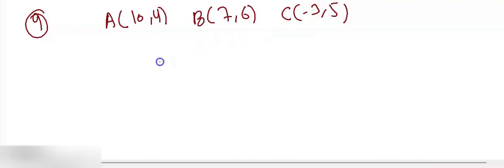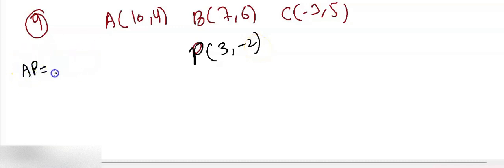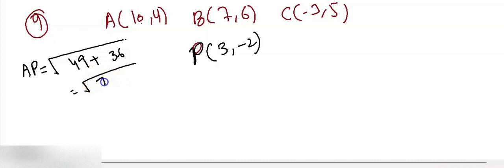Question number 9, let's discuss it. It says which point from among these three, A is (10, 4), B is (7, 6), and C is (-3, 5), is nearest to the point P, which is, let's make this P as (3, -2). So just calculate the distance between A and P. First we calculate AP, and this distance is going to be square root of 10 minus 3, 7 squared, 49, plus 4 plus 6, 36, which is going to be square root of 85.